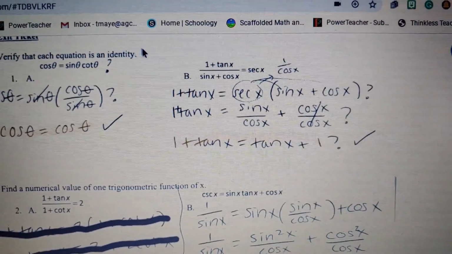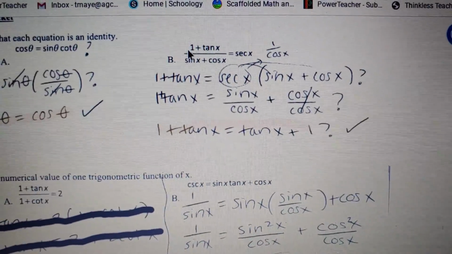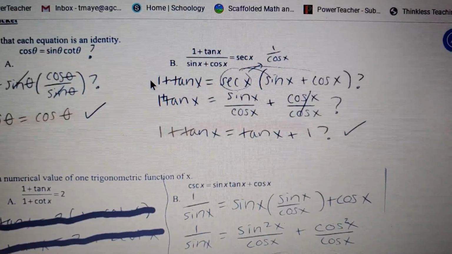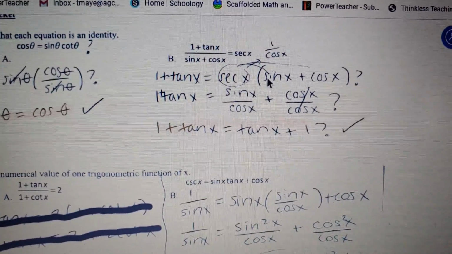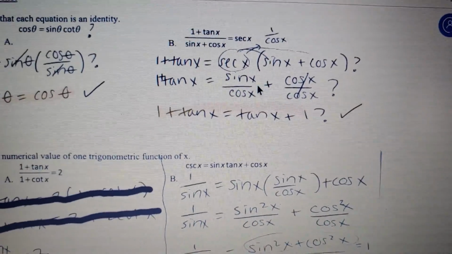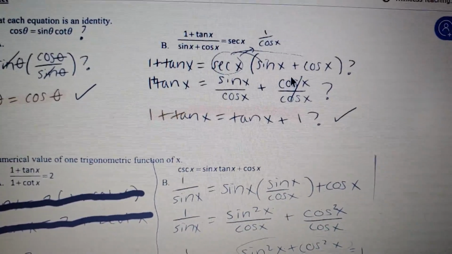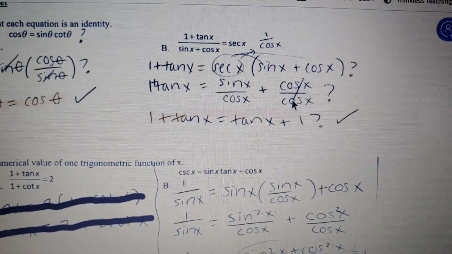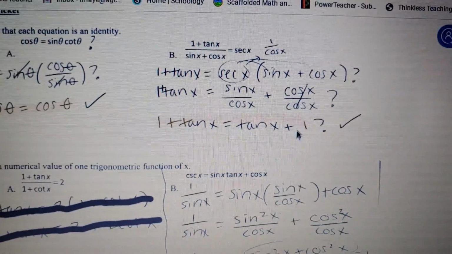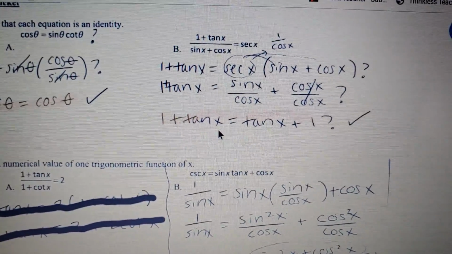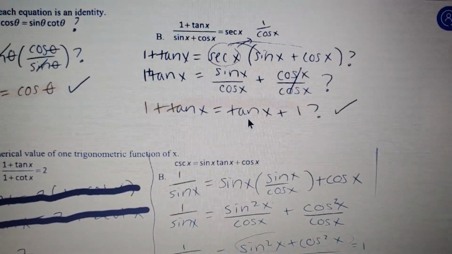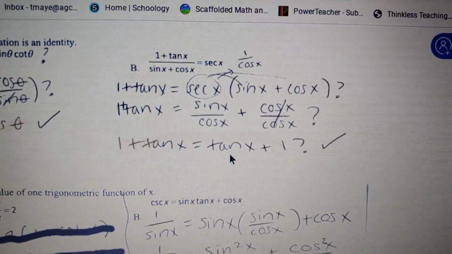In number 1B, there's a couple different ways you could have done this one. What I did here was I multiplied both sides by sine x plus cosine x to get 1 plus tan x equals secant x times sine x plus cosine x. I distributed my secant x in. I made secant 1 over cosine to get sine x over cosine x plus cosine x over cosine x for the right-hand side of the equation. Sine x over cosine x makes tan. Cosine x over cosine x, of course, makes 1. So we get, does 1 plus tan x equal tan x plus 1? Well, of course it does because addition is commutative. So that's how I did 1B.